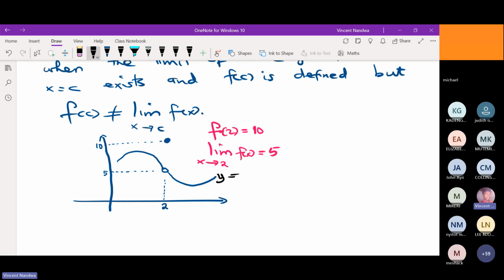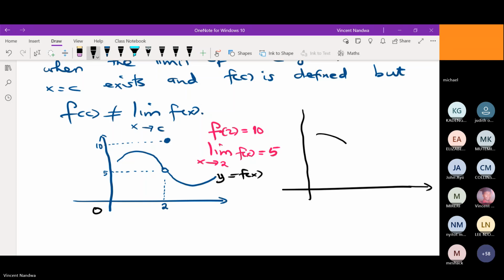So this is y equals f of x. The value of the limit and the value of the function at point 2 are not equal. So that's a structure that shows an example of a removable discontinuity. But the beauty with this type of discontinuity is that you can always redefine the function to make it continuous. So we retain the same function, but now instead of defining f of 2 as 10, we reduce it to 5 at this point so that this hole is closed.